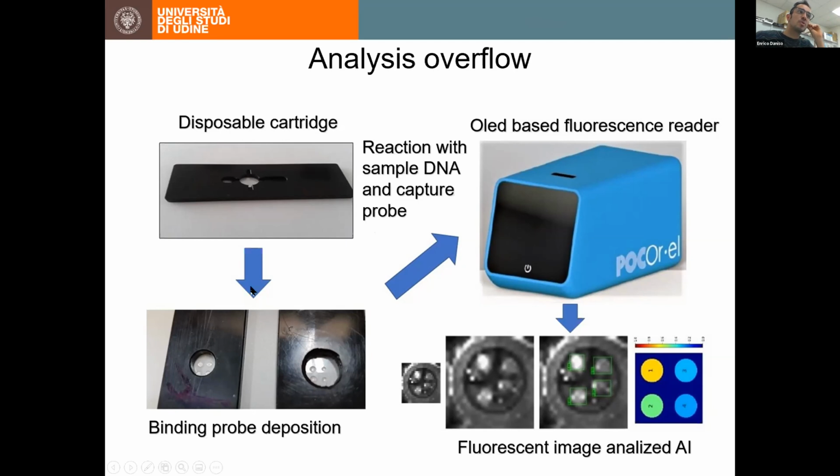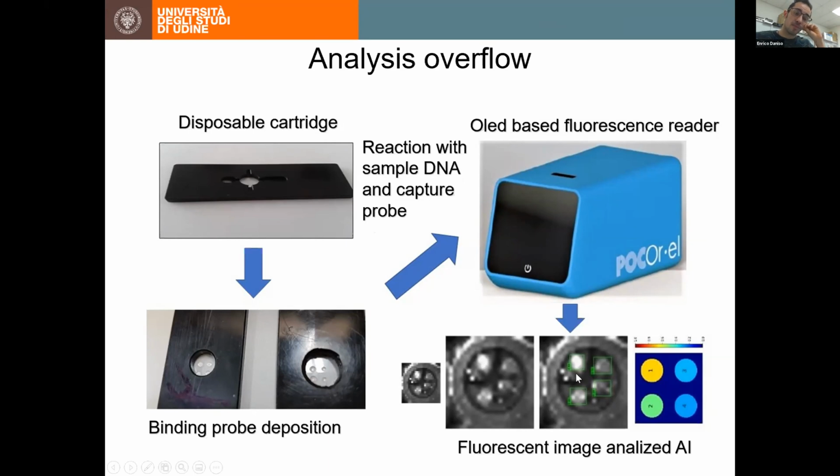After this cartridge is put in an oven where we get the reaction between the DNA and the capture probe and the binding probe. So we have a first step at 95 degrees where our DNA is open. And after 1 hour at 60 degrees, where we have the hybridization of DNA with capture probe and binding probe, if the target DNA is present. After we wash our slide and we use this OLED-based fluorescent reader to see if the fluorescence is present.